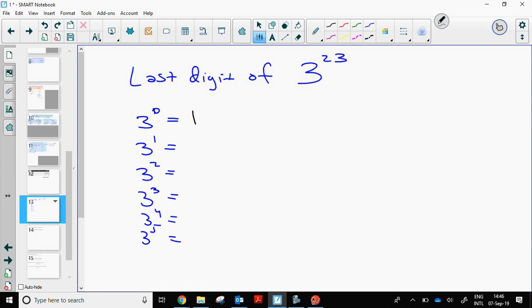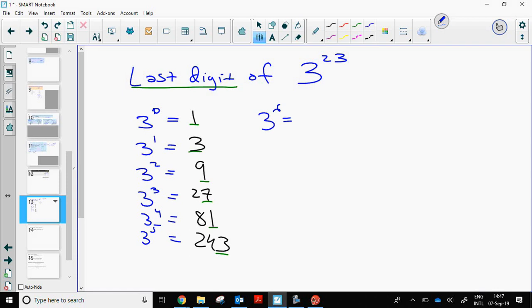3 to the 0 is 1, then we've got 3, 9, 27. We wrote these down earlier, 81, 243, and so on. What we're interested in this problem, though, is just the last digit. So let's just focus on those. 1, 3, 9, 7, 1, 3. I wonder if a pattern is emerging.